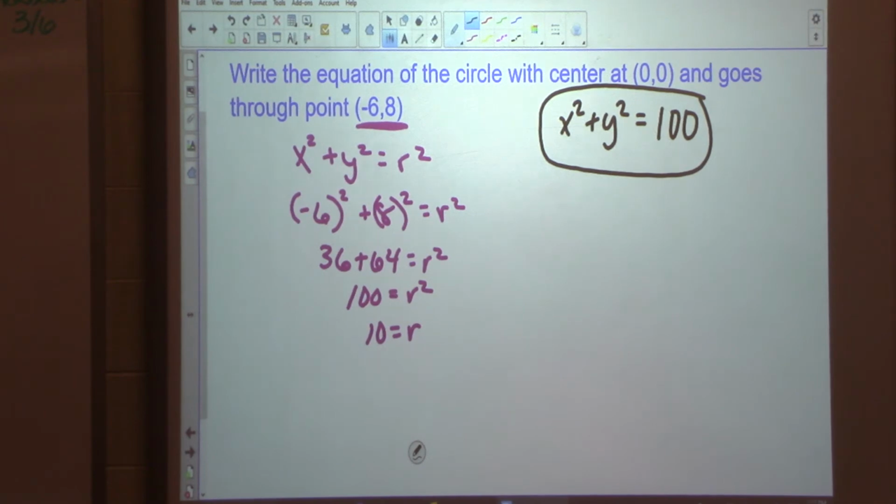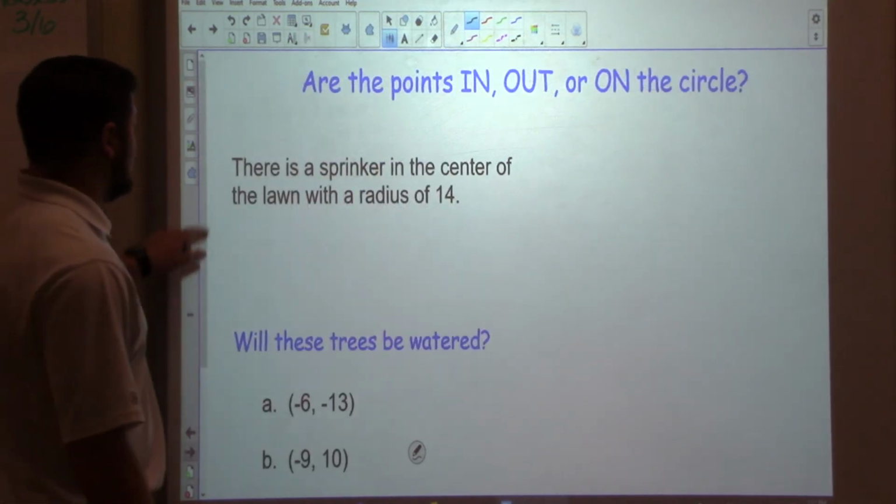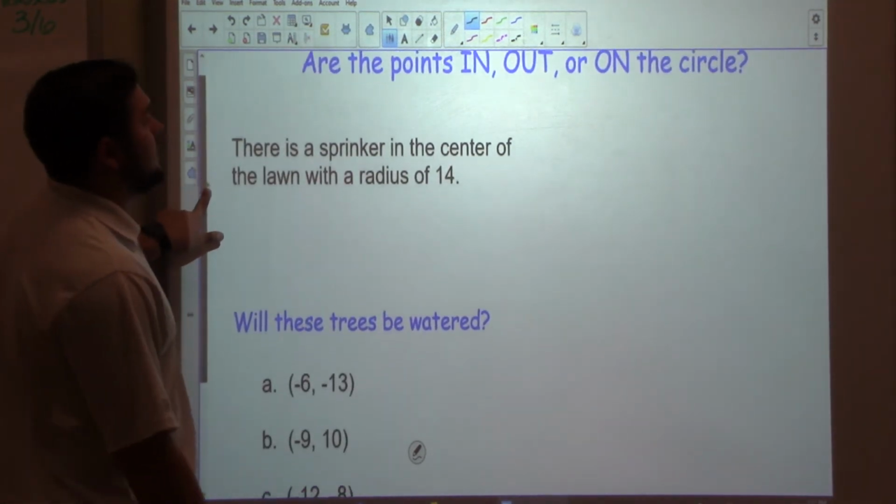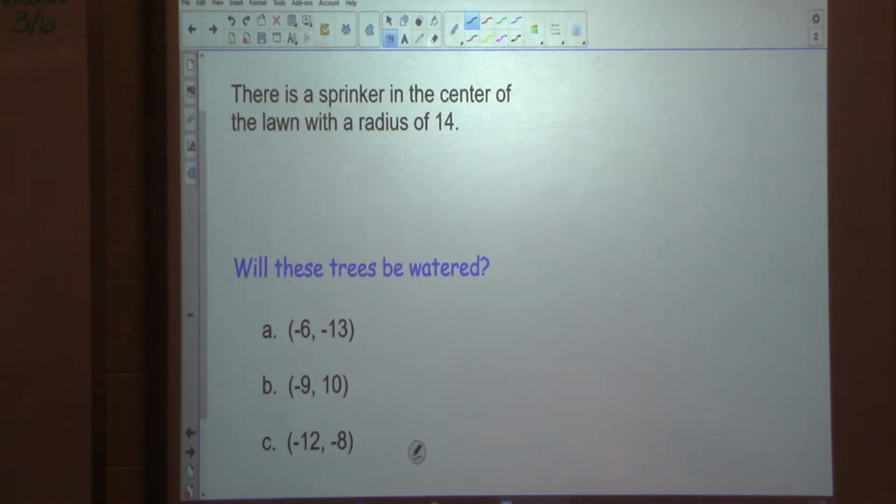Alright, we have like 5-ish problems to do yet. They'll be quick, I promise. Okay? So, next one. Are they in, out, or on the circle? I warned you of this earlier today already. Right? We said we're going to try these. There's a sprinkler in the center of a lawn that has a radius of 14. Will the trees be watered? In other words, will they be on, in, or outside the circle?